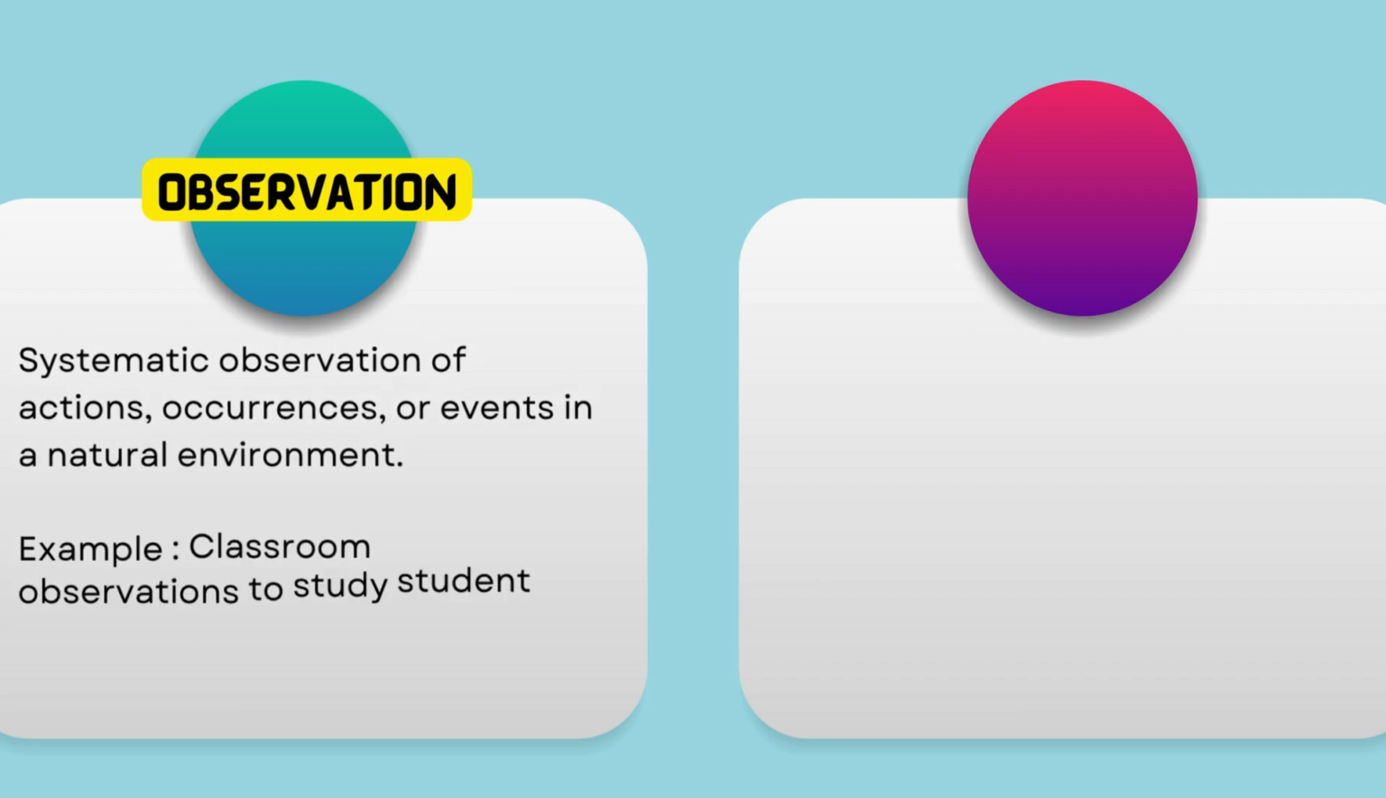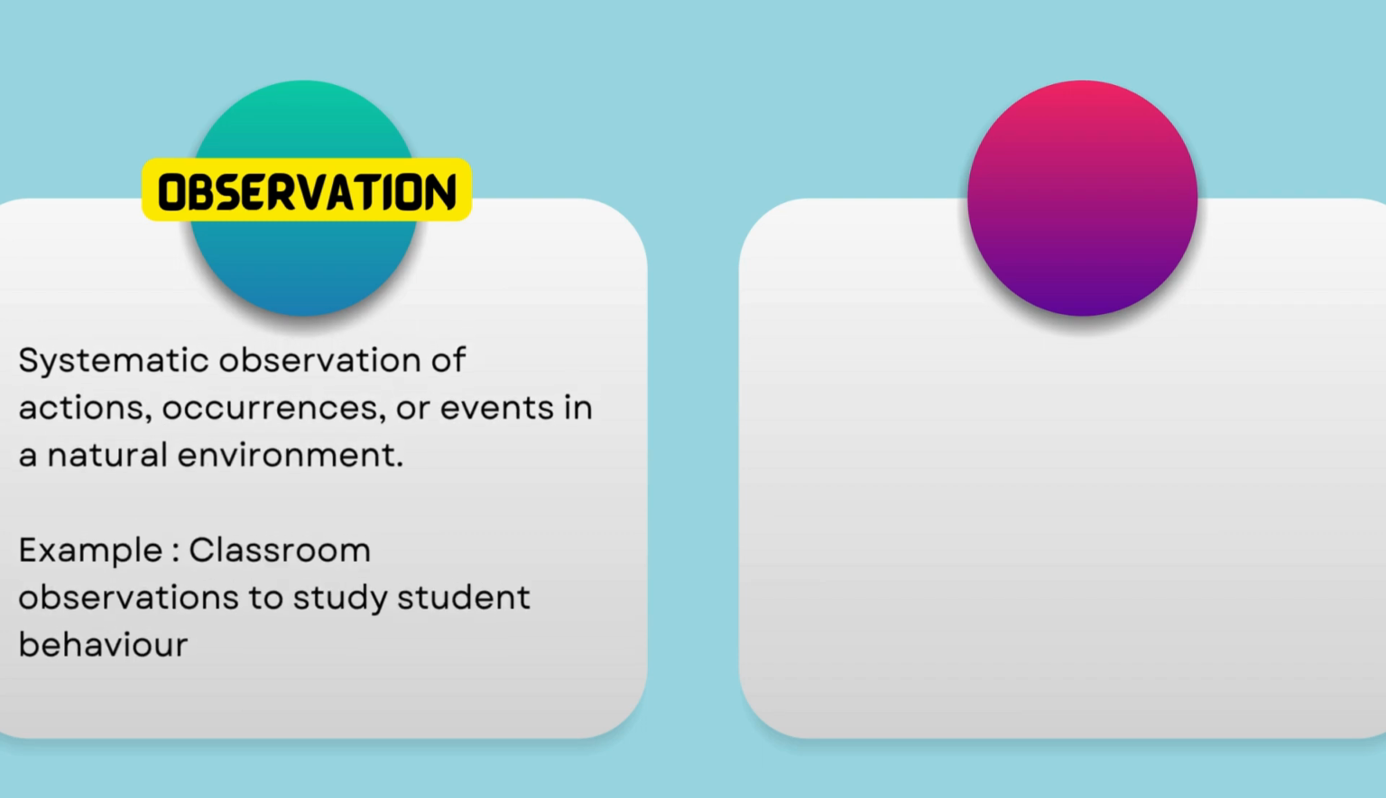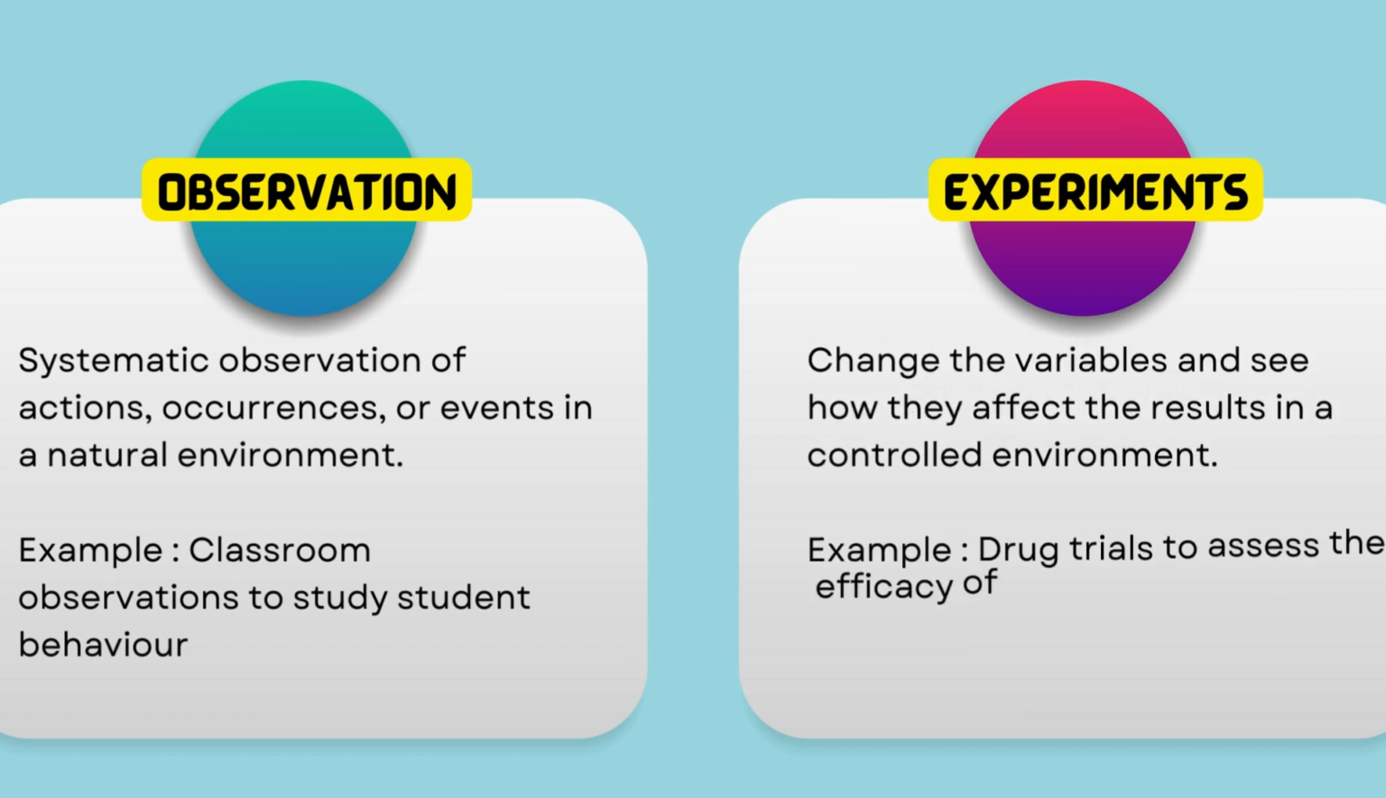Observation. Systematic observation of actions, occurrences, or events in a natural environment. Example: classroom observations to study student behavior. Experiments. Change the variables and see how they affect the results in a controlled environment. Example: drug trials to assess the efficacy of a new medication.